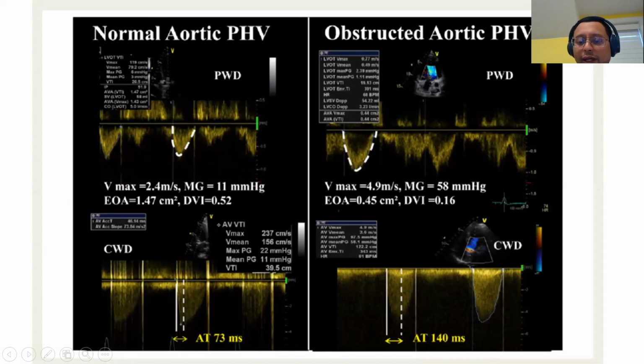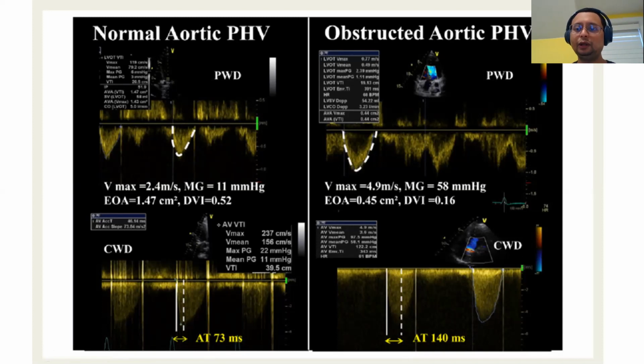What else is different? Look at the acceleration time. The acceleration time is the time from the aortic opening click to the maximum velocity. This is 73 milliseconds, less than 100. That is normal. This is more than 100, 140 milliseconds. That is abnormal. That is also important. Look at the ratio of LVOT VTI to aortic valve VTI. If it is less than 0.25, it is very suggestive of obstruction.